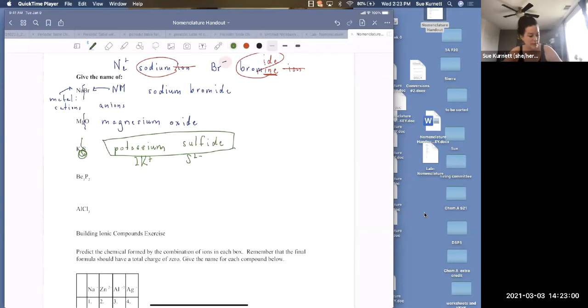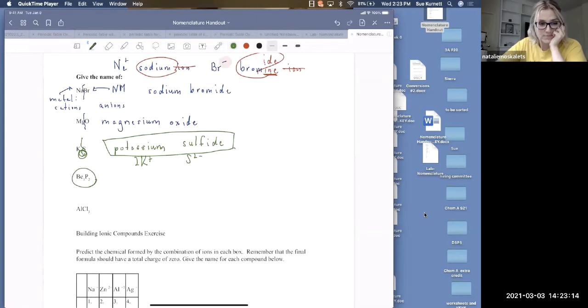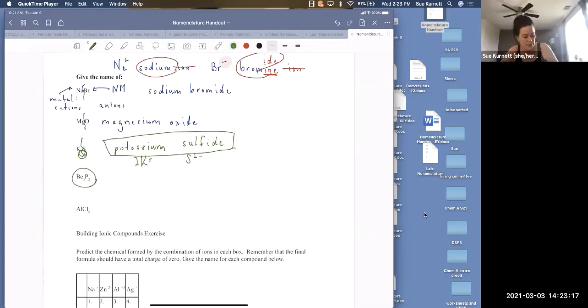Okay, the next one. The first thing I ask myself in my flow chart of thinking, not this week, but by the end of the week, is: is this an element or a compound? And the answer is it's a compound. How do I know that? Two capital letters, no charge showing. So this, not a compound. This, not a compound. This, oh, that's a compound. Two capital letters, no charge showing.